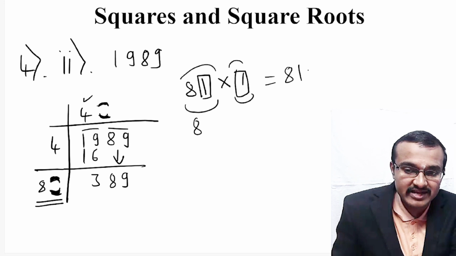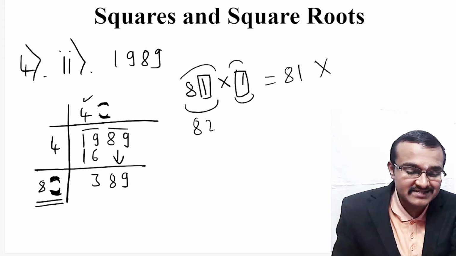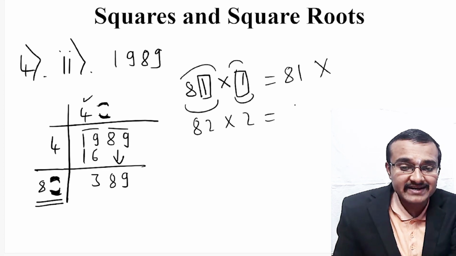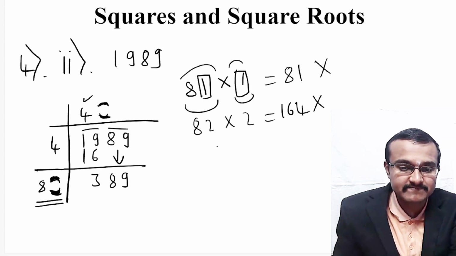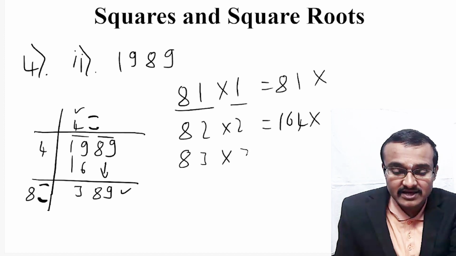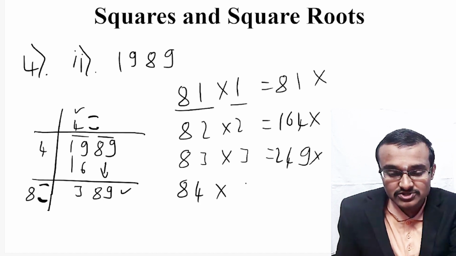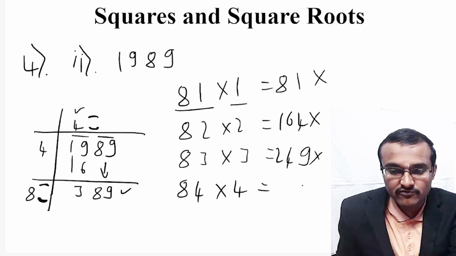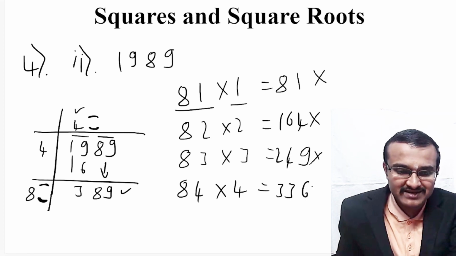Similarly, here 81 is very much far away from 389. So this is not approaching 389. Let's take 82. So 82 into 2 will be 2 2s are 4, 2 8s are 16. So 164. This is also not near or equal to 389. So next, if you take 83, it will be 3 3s are 9, 8 3s are 24. That is also not nearing 389. So next, if you take 84, so 84 into 4 will be 4 4s are 16, 1 carry, 8 4s are 32 plus 1, 33. So you are getting 336. So this is actually near to 389.